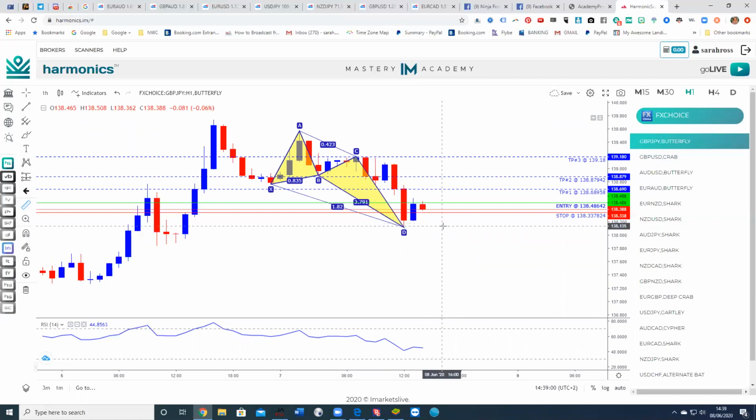So how far has that moved off the D point? That's fine. That's moved over 40 pips. So write down GBP, JPY. Make sure your time zone is the same as your local time zone. This is an H1. So X is 5th of June at 22.